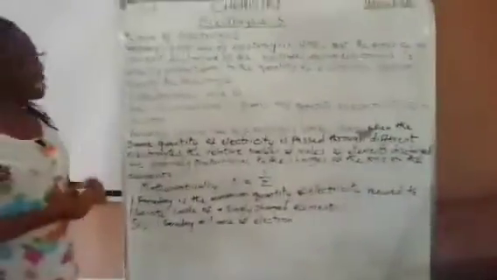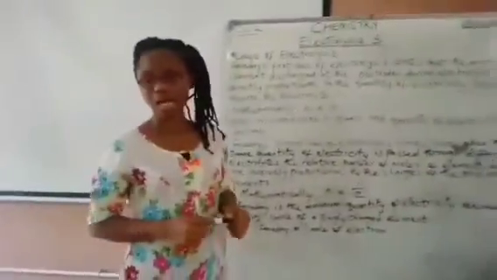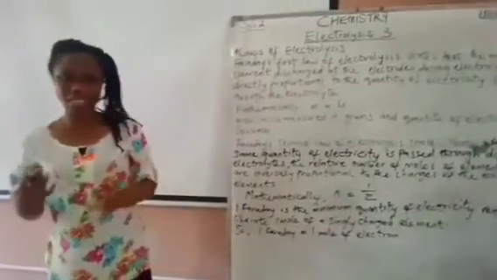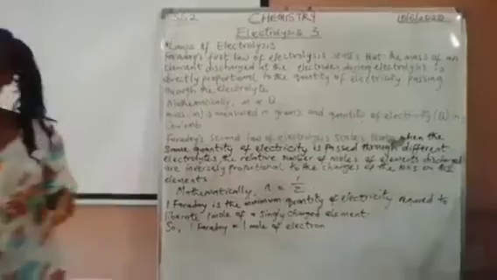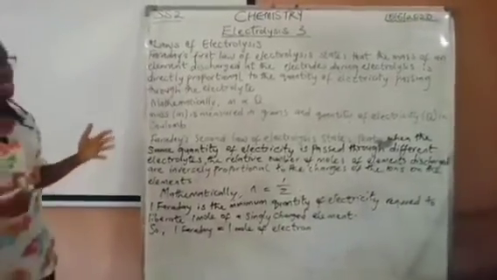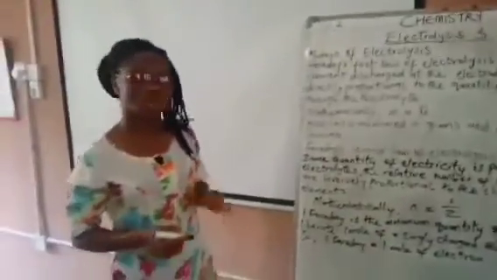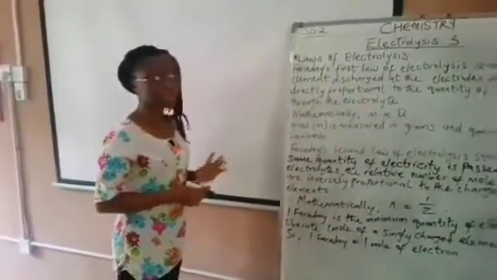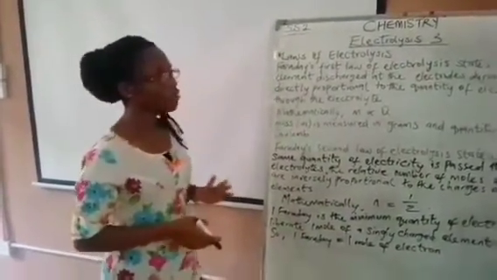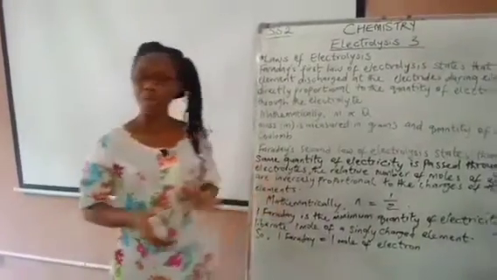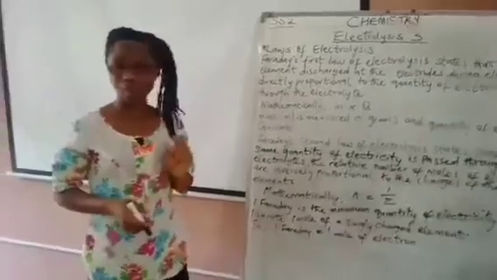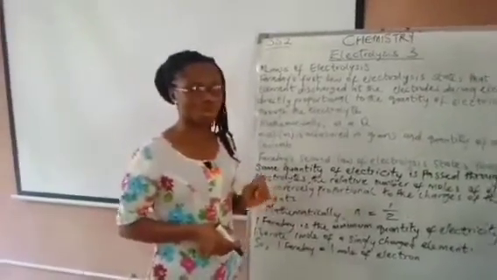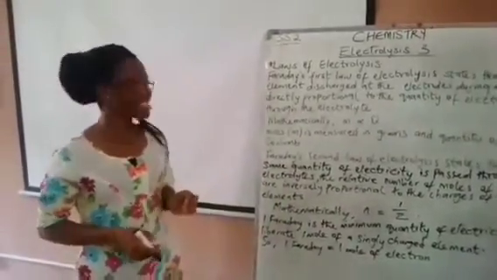I told us that we are still talking about electrolysis, and if you can remember from our last classes, we were talking about the meaning of electrolysis. We actually saw certain terms involved in electrolysis. We say that electrolysis is simply the chemical decomposition of a compound brought about by the passage of direct current through that same compound, either in solution or in molten state.